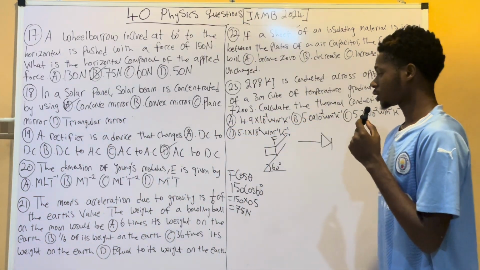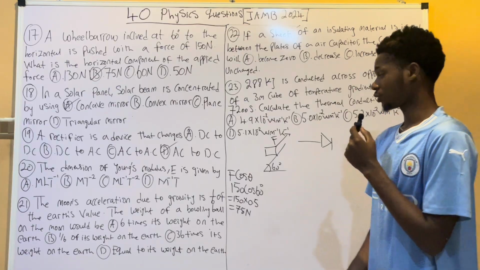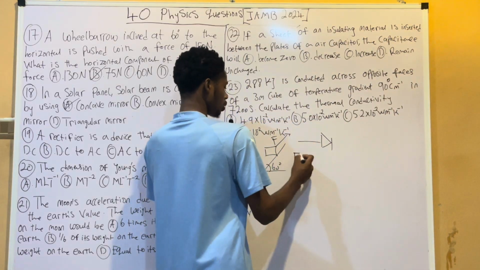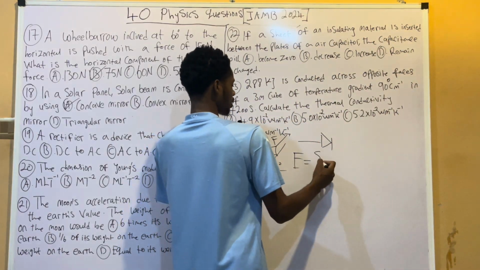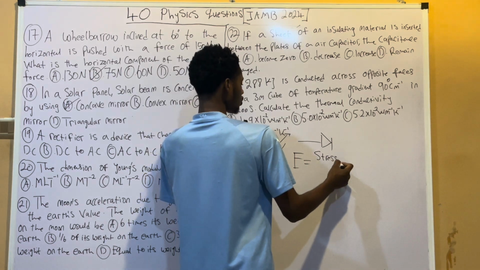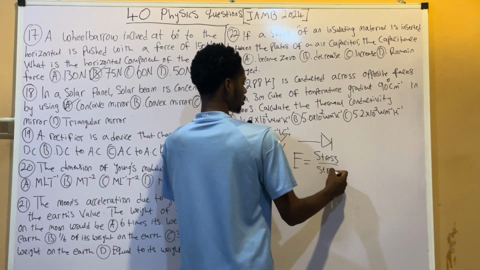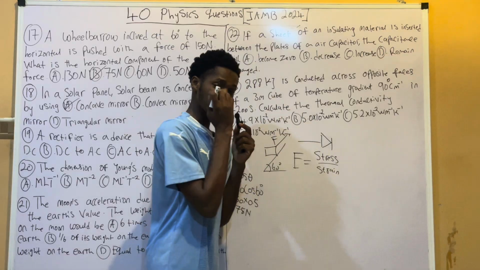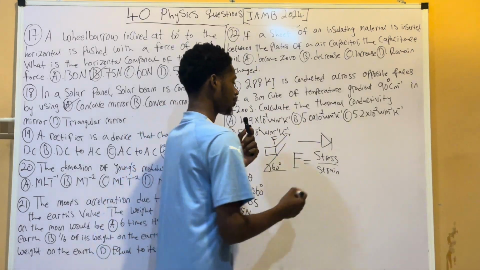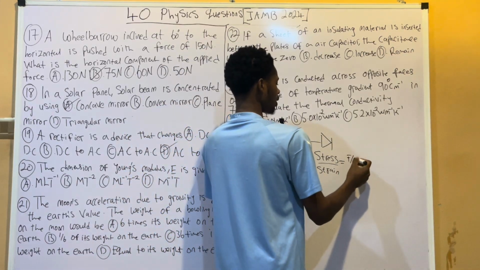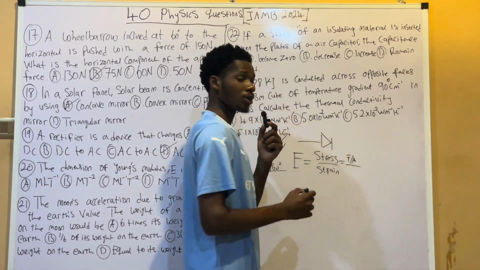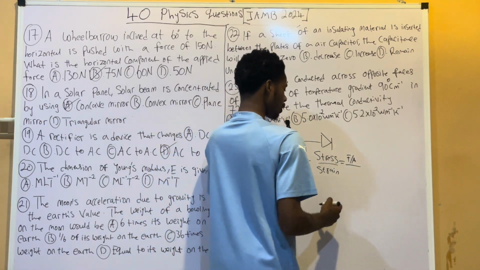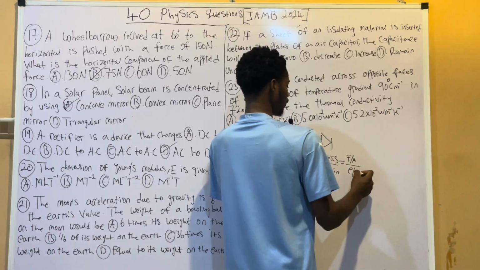Now, Young modulus generally is given as stress over strain, right? We do know that Young modulus E is given as stress over strain. Now, what is stress? Stress is simply force divided by area. And that is force divided by area divided by strain. Strain, on the other hand, is extension divided by original length.